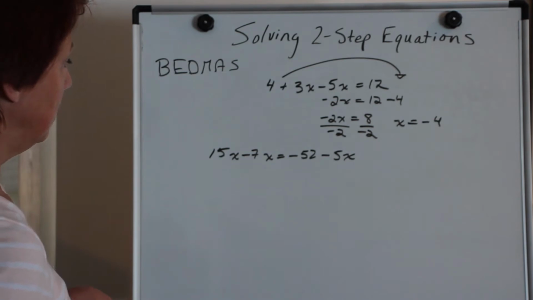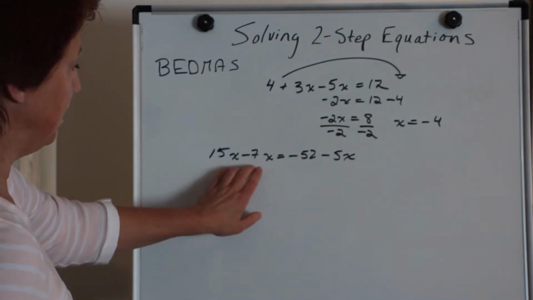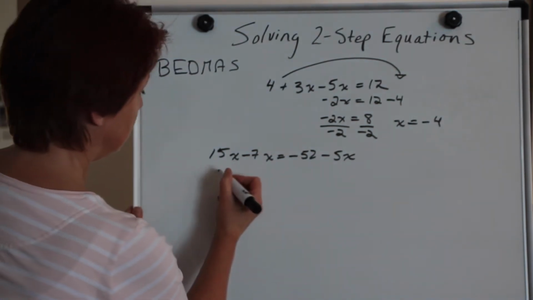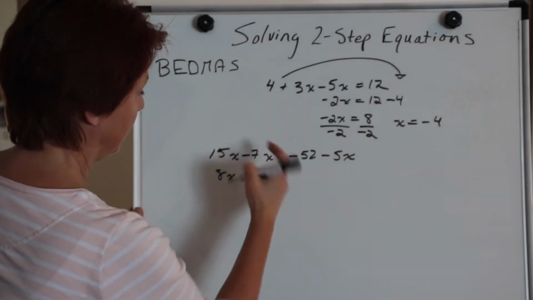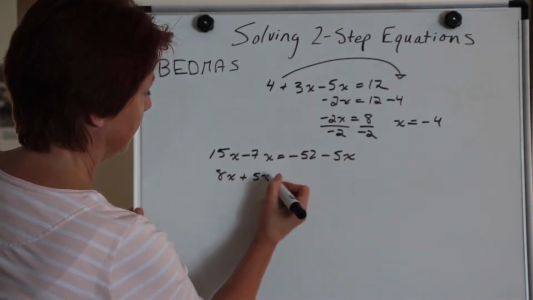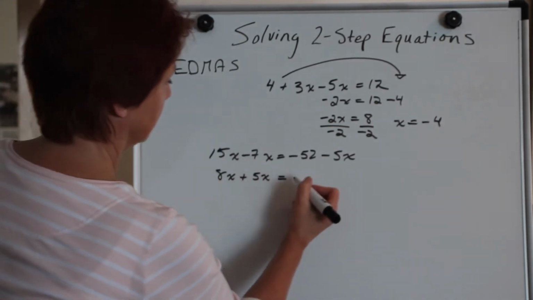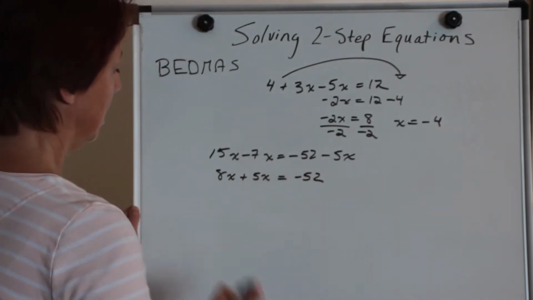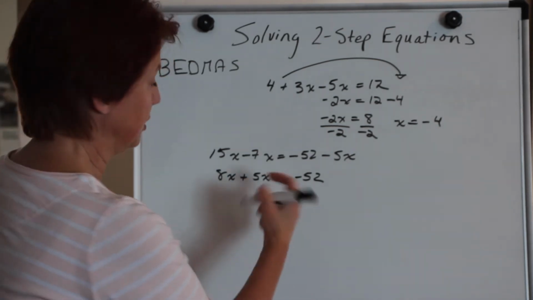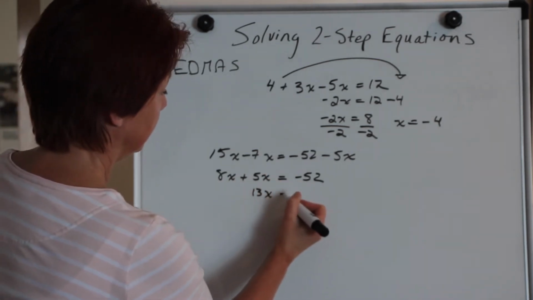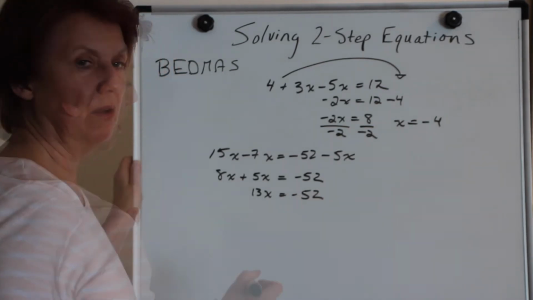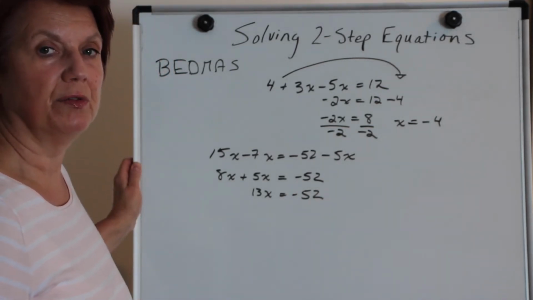Okay, so I'm going to do this math because I can, and at the same time, I'm going to move that 5x over. That'll make it positive. Okay? And then the negative 52 is all that's left on that side. So then 8 plus 5 is 13. Okay, so how many times does 13 go into 52?